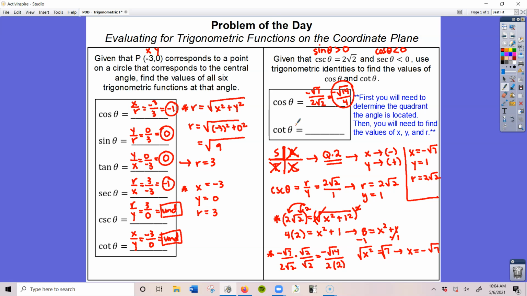Now we're going to do the cotangent. Cotangent is x over y. So negative square root of 7 over the y, which is 1. If it's over 1, we don't need to really write that. So it would just be negative square root of 7. And this would be the cotangent value. And that's it for the problem of the day.